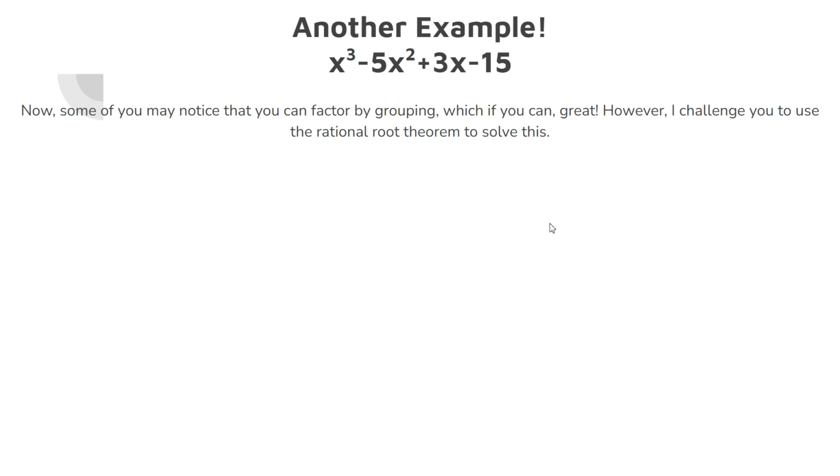Another one, try this on your own, and let me know when you've solved it. Pause the video. Okay, I assume you've given it a go. Some of you, if you really paid attention in Algebra 2, may notice you can factor this by grouping, which if you can, great. However, I do challenge you to solve this using the rational root theorem.